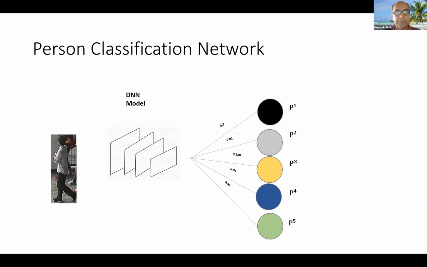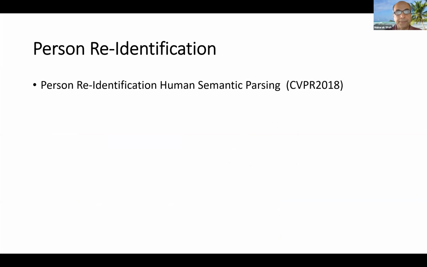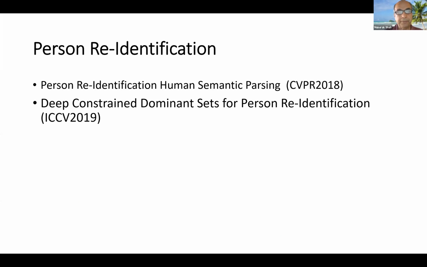The standard approach for solving this problem is what is called a person classification network. You're given an image like this and you want to learn good features. Once you learn the features, you can use them to retrieve the corresponding images from the gallery. For each person, you have several training images with an ID, and you train this network so that you can learn good features. I'm going to discuss two methods, one from CVPR 2018 and the other from last year, ICCV 2019.